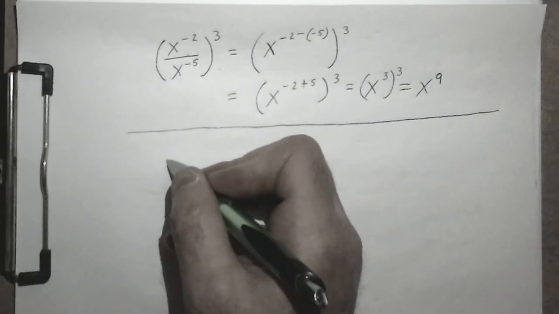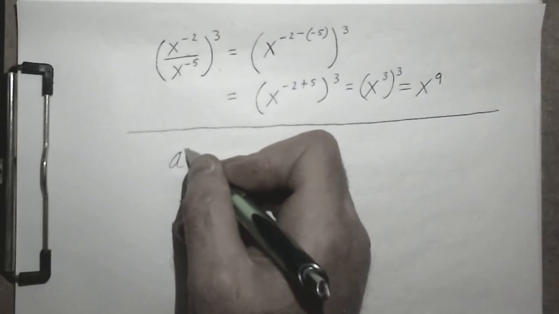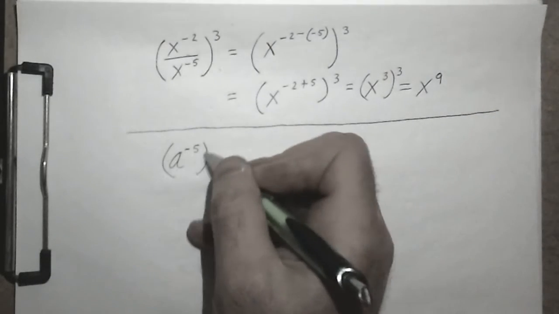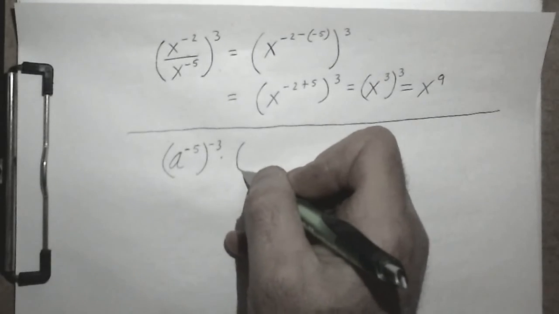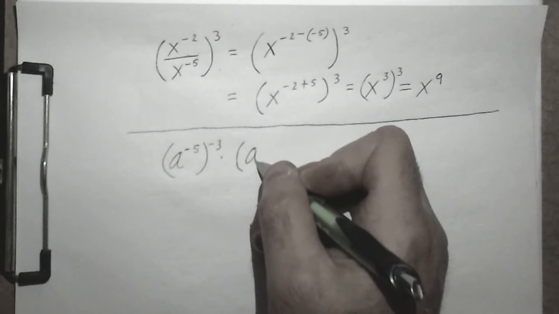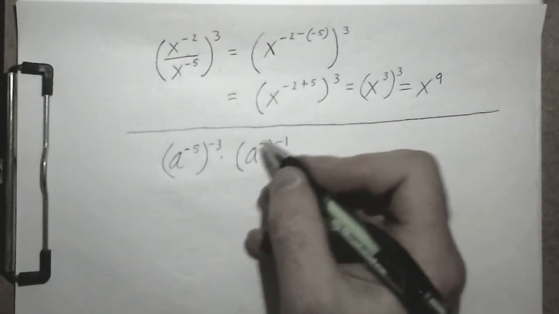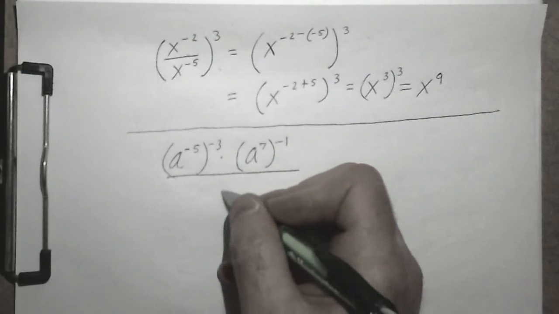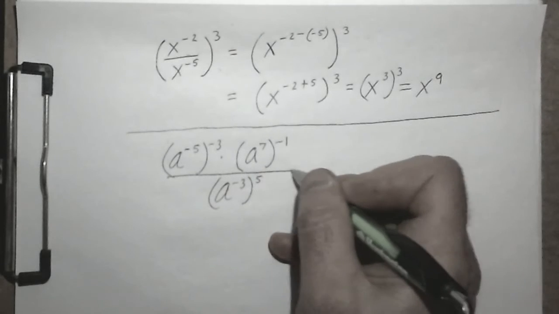All right. Let's try one more. A to the negative 5 power raised to the negative 3 power, and this is all to be multiplied by a to the 7th power raised to the negative 1 power, and then all this is going to be divided by a to the negative 3 power raised to the 5th power.